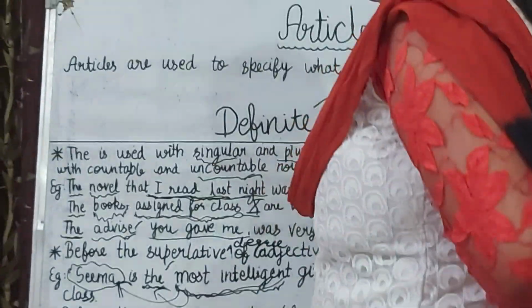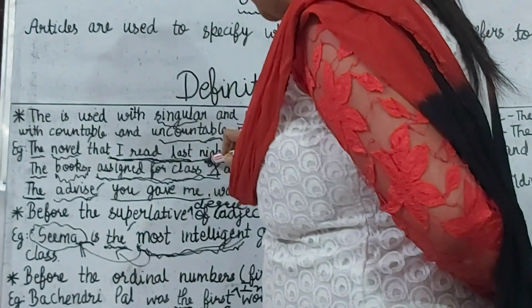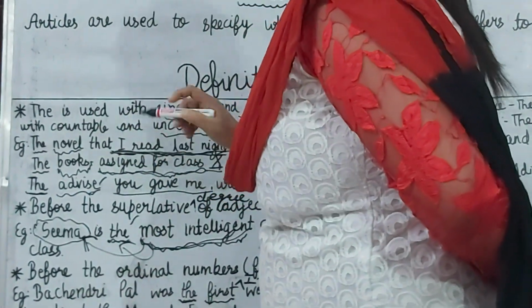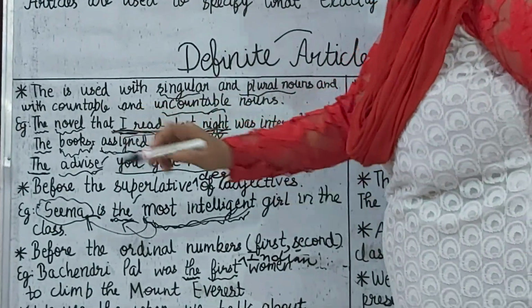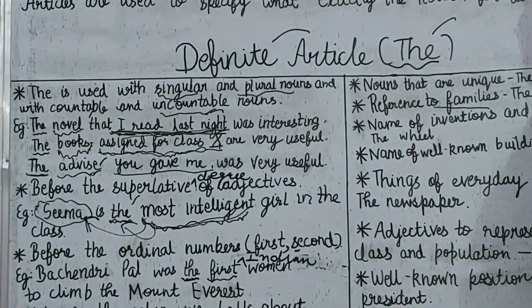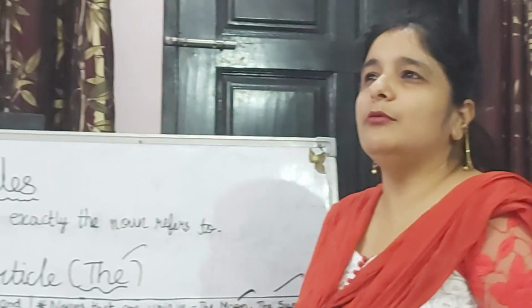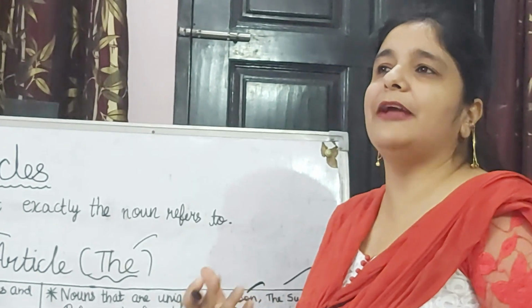Like I explained in these examples what specific means. The novel that I read last night was interesting. Here it is specific: the novel that I read last night, it has become specific from the phrase I read last night. One more example I can give, like children play football.